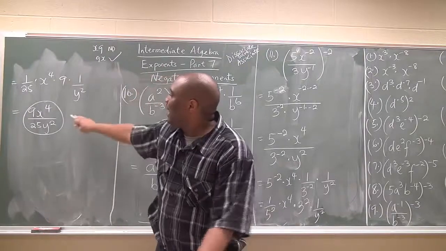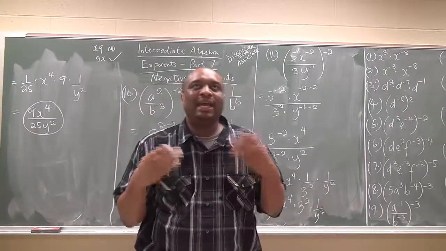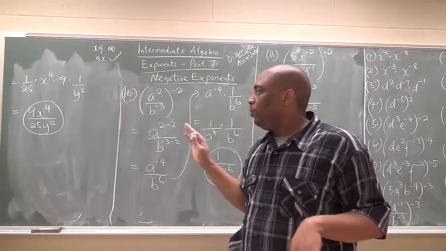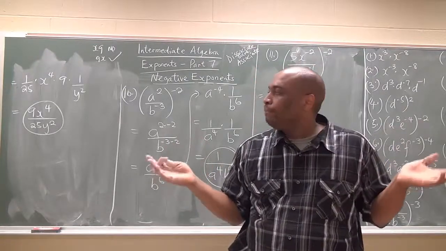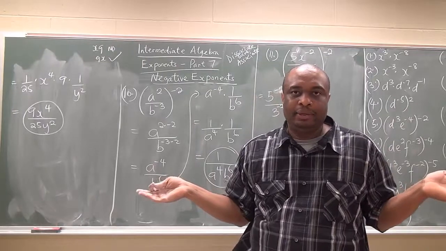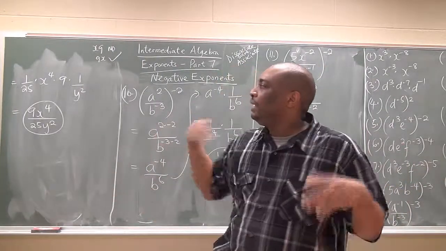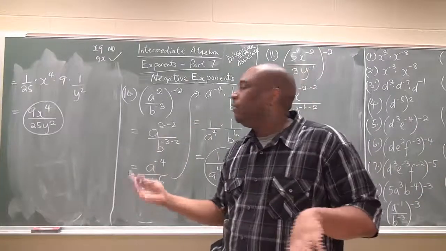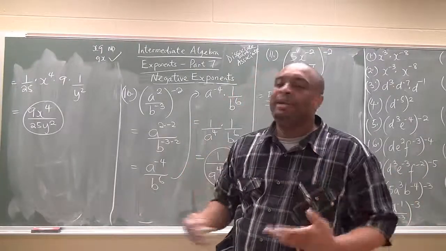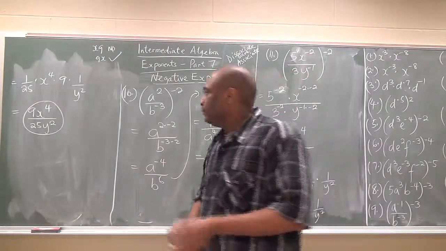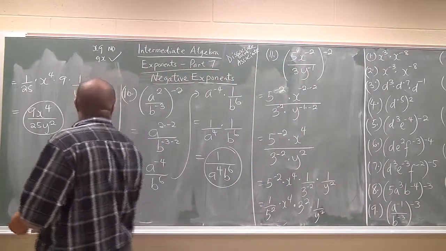Okay, so 9x to the fourth power. We don't want to say x to the fourth power 9. No, we don't want to do that. Or we don't want to say y to the second power 25. We don't want to say y exponent 2, then 25. No, we want to say 9x exponent 4 all over 25y exponent 2. Okay? Integers come before the variables.